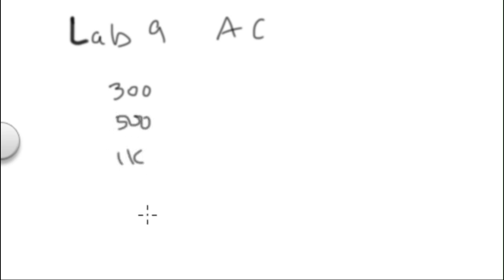Okay, we're back with chapter 9, and this time we are looking at an AC circuit, lab 9. We're going to set our frequency at 300 hertz, 500 hertz, 1 kilohertz. We're going to go up to, I think it says 4 or 5 kilohertz, but we're going through a number of different settings for kilohertz.